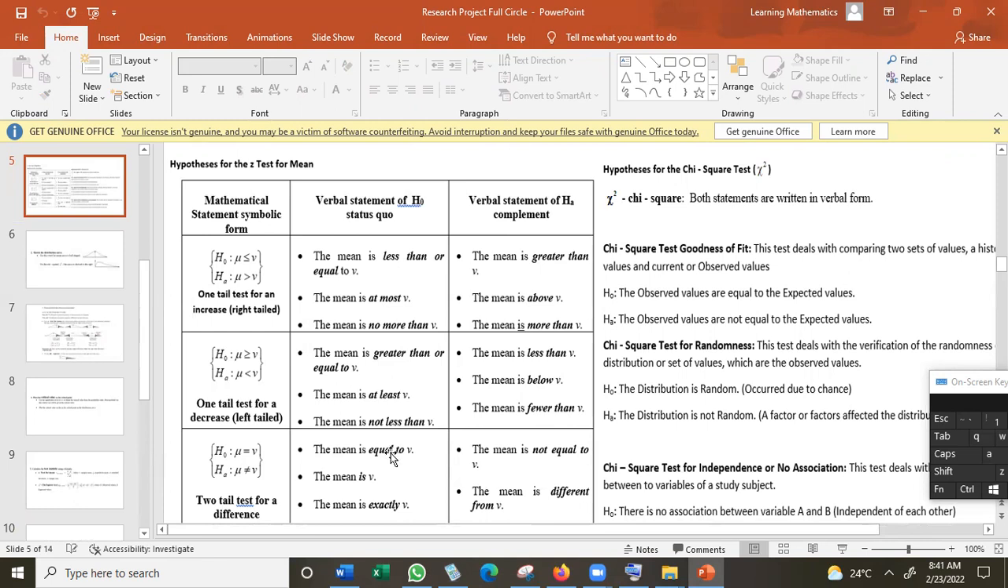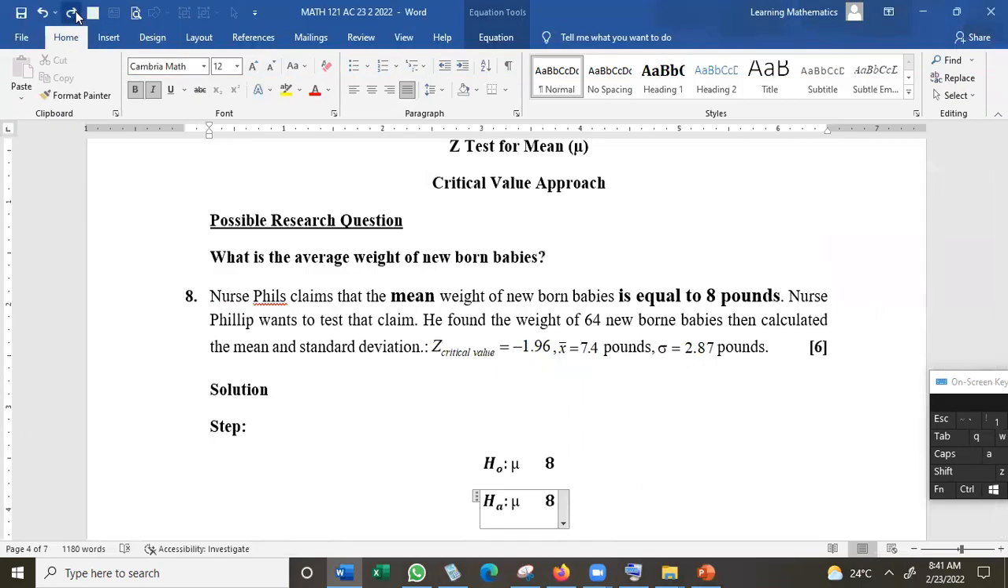Here's the word for is equal to, that's an H0, and here is the symbol. The HA now has to be opposite to the H0 without the equal sign, so it is not equal. So the pair of hypotheses will be this pair: mu is equal to 8 and mu is not equal to 8. This is what we put for the pair of hypotheses in step number 1.